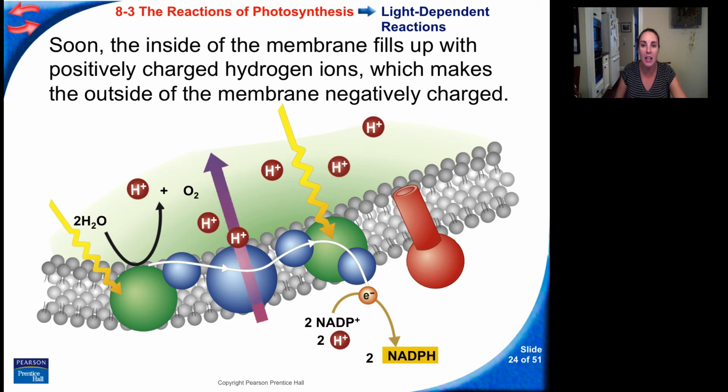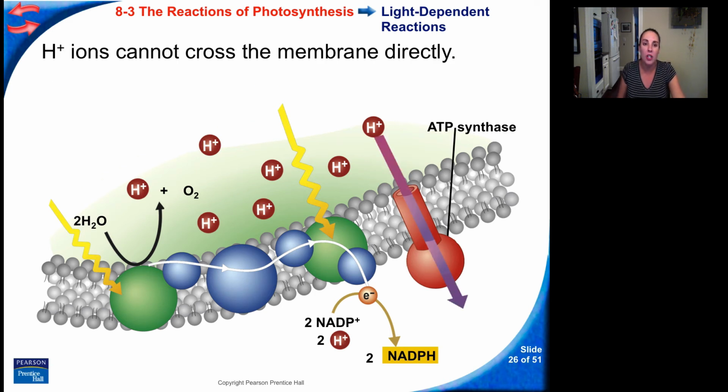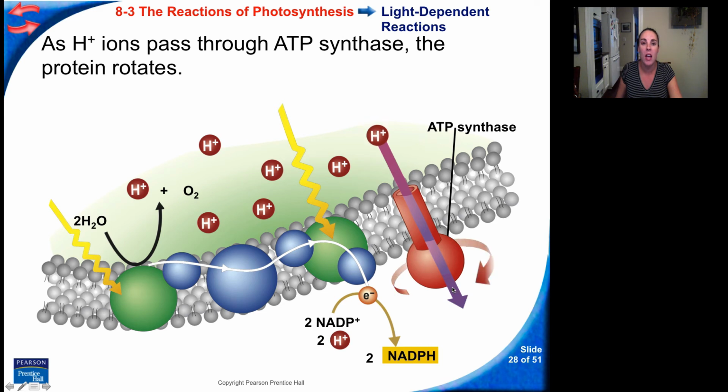So we keep pumping in these hydrogen ions. The difference in charges across the membrane provides the energy to make ATP. Hydrogen ions cannot cross the membrane directly. They have to go through a protein channel called ATP synthase. And it allows the hydrogen ions to pass back through the membrane because remember, we want the charge to be equal on both sides. Diffusion says, hey, the amount of hydrogen in here has to be the amount outside as well. So hydrogen goes through ATP synthase, and as it passes through, the protein rotates.